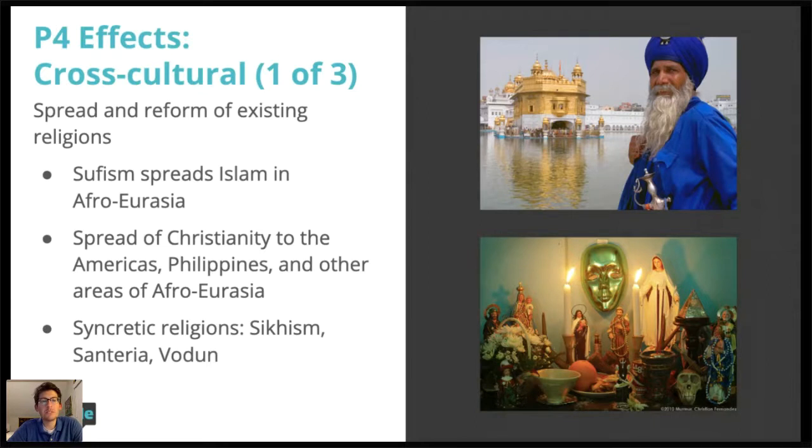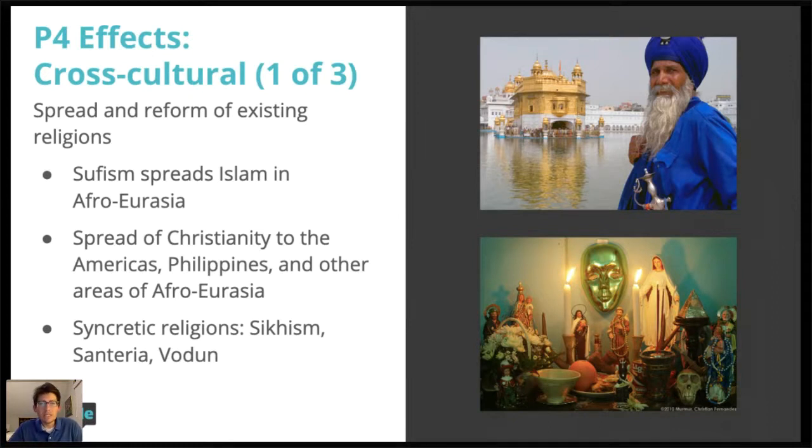Christianity, of course, spreads as an effect of this exchange, especially to the Americas, even across the Pacific Ocean to the Philippines, other areas of Afro-Eurasia. The spread of Christianity and its successes in Japan is one of the reasons why the government of Japan, once it consolidates control, starts to kick out Christians from Japan, because they don't want what happened in the Philippines to happen to Japan, which was European takeover, colonization by the Spanish.